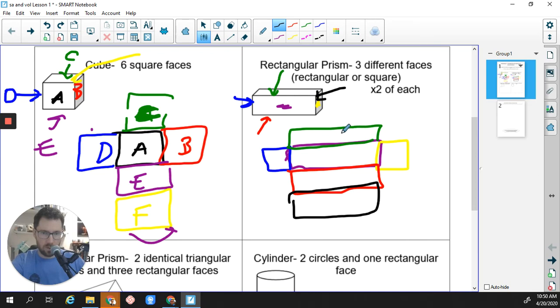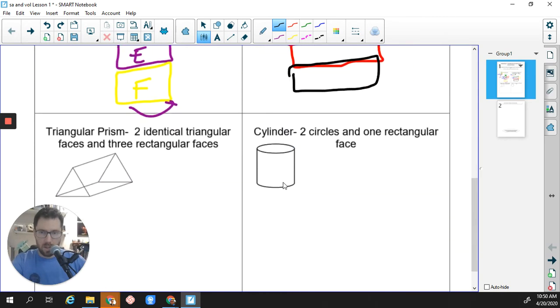You wouldn't put this rectangle in this side because then it wouldn't work out instead of the square. But you could move the square down here, and that would be fine as long as you can fold it all up and it works. Okay, so rectangular prism, pretty much the same as a cube, a little bit different.